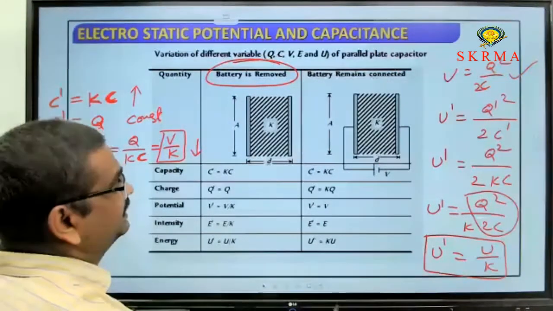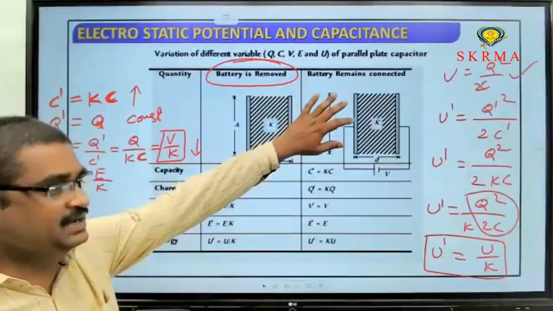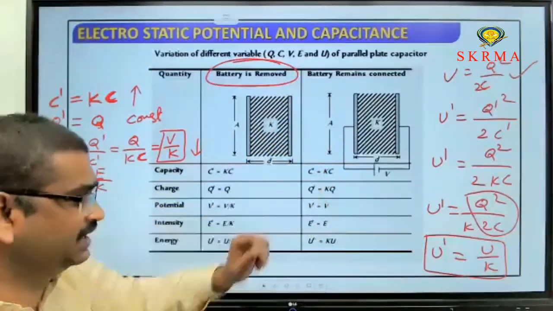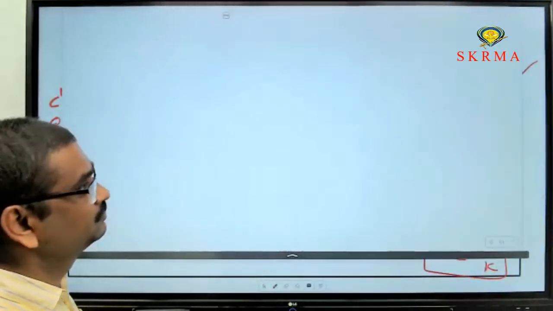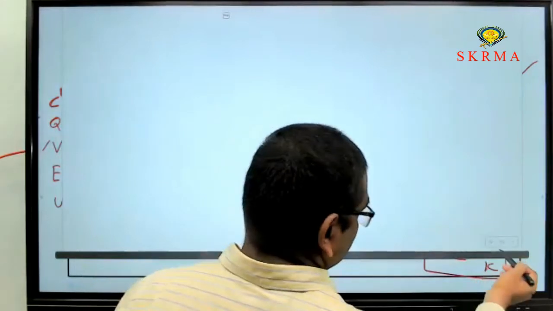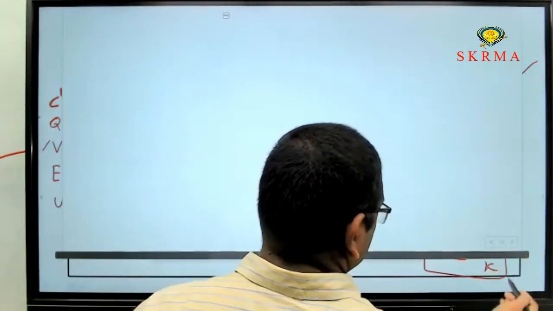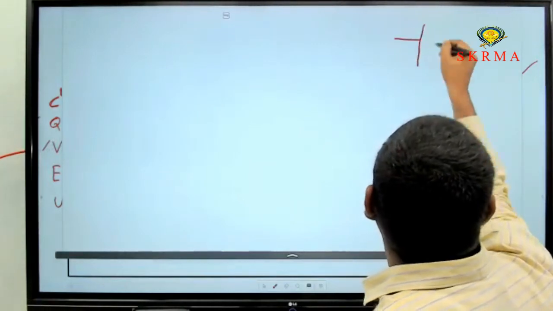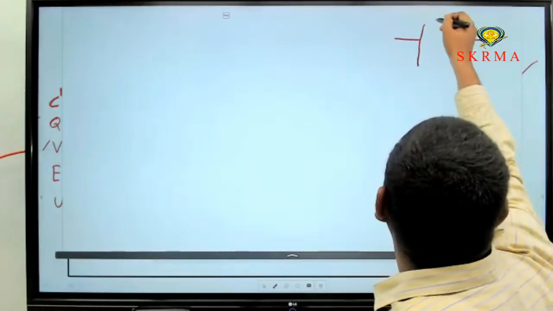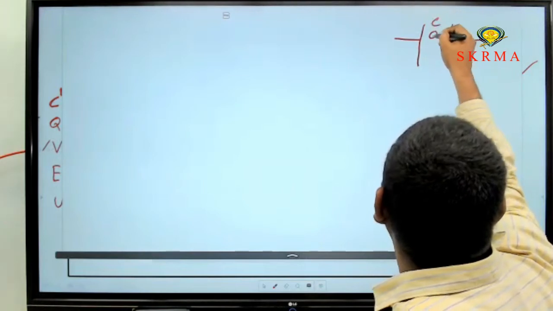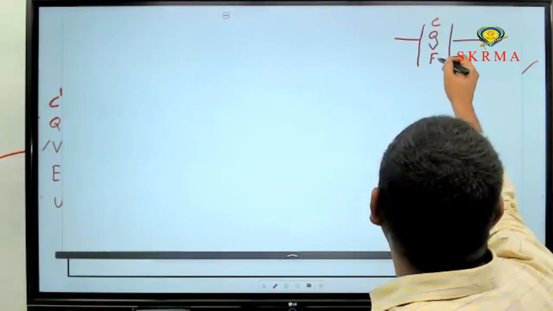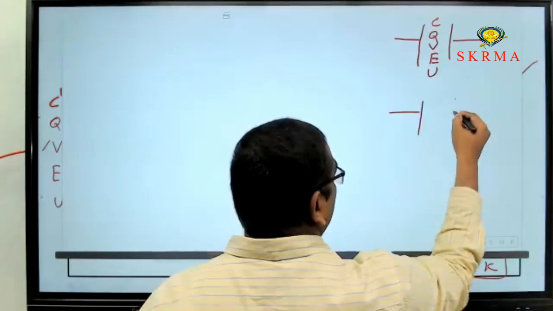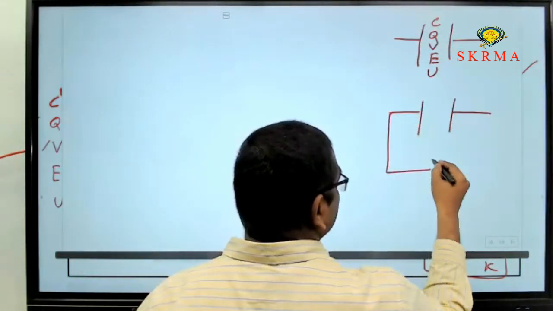Now here next case, the battery remains connected and we need to discuss about the capacitance, charge, potential, electric field and energy stored. Now assume that here is the capacitor. What are the general properties of capacitors? Capacitor capacitance C, charge Q, potential V, electric field E, energy stored is U. Now, this capacitor is connected to battery of potential difference V.